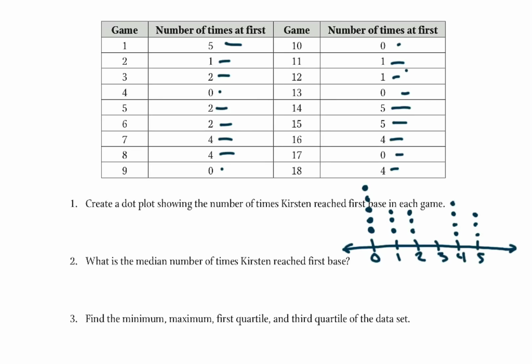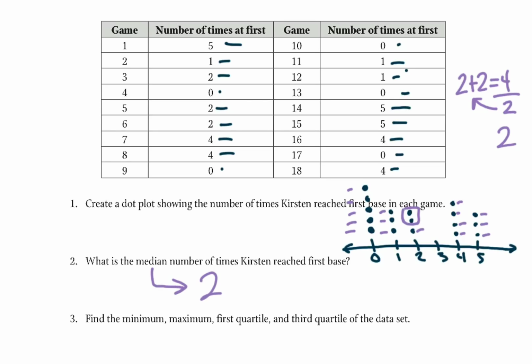So what is the median number of times Kirsten reached first base? We can use that dot plot to help us figure that out, or we can put them in order and do it that way. I kind of like to just think, okay, we've got 5 at the lowest, 5 at the highest, 3 at the highest, 3 at the lowest, so we end up with 2. Normally we take those two numbers, add them and divide by 2, and we get back to 2. Basically, if you have the same number, it's that. So the median number was 2.